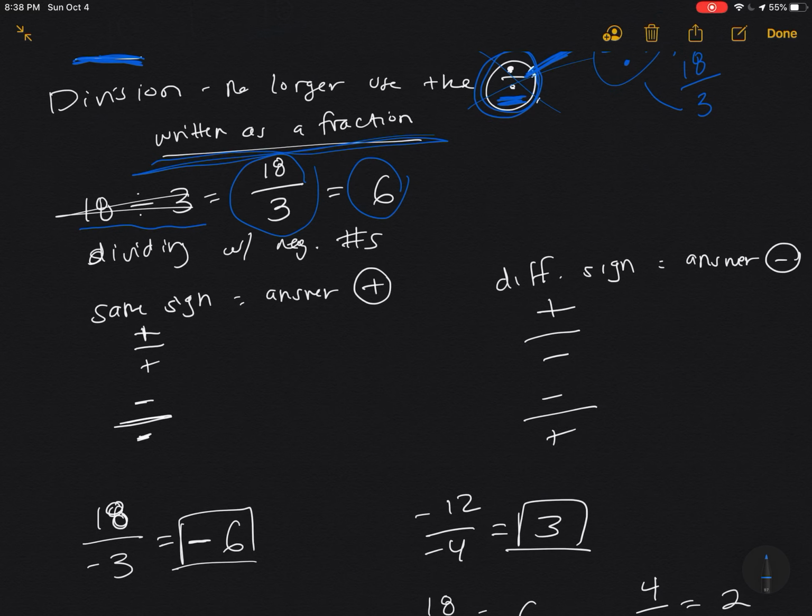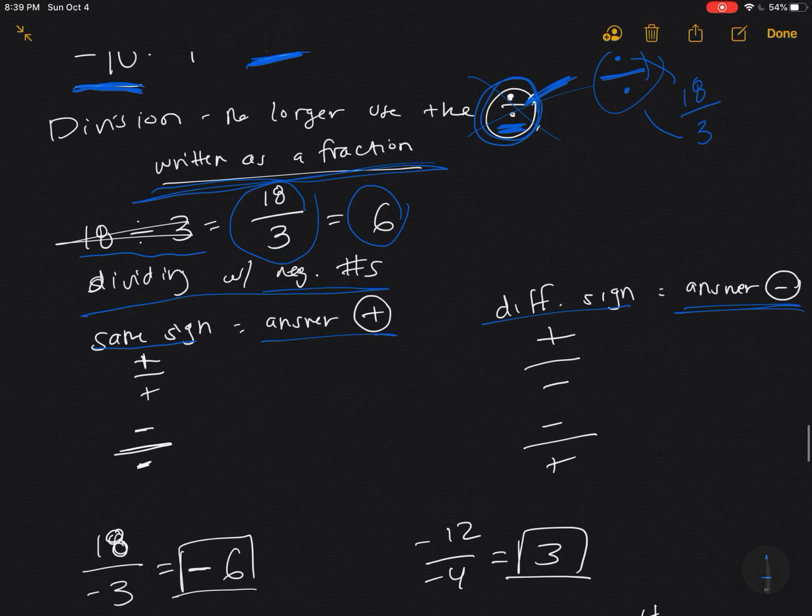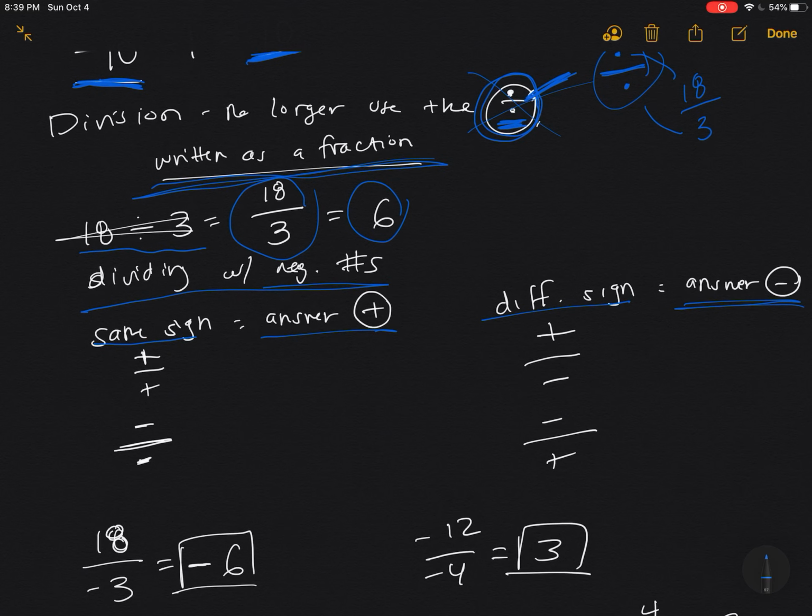Right, and the rules are the same thing. I'm sorry, my handwriting is really, really messy. But dividing with negative numbers, same exact rules as multiplication. If you have the same sign, so positive divided by positive or negative divided by negative, your answer will be positive. Okay? If you have a different sign, positive divided by negative, negative divided by positive, your answer will be negative. So same exact rule as multiplication. That shouldn't be confusing, hopefully. So just remember, same sign rules for multiplication and division.